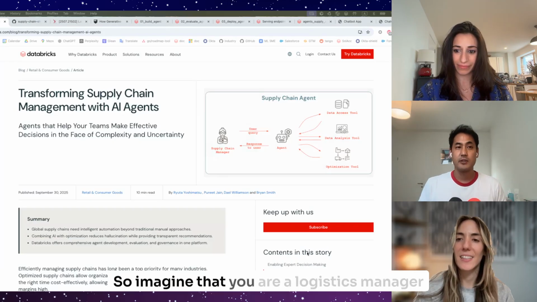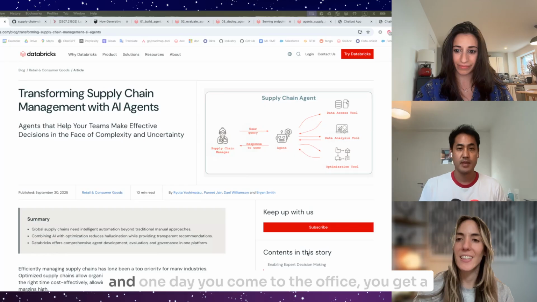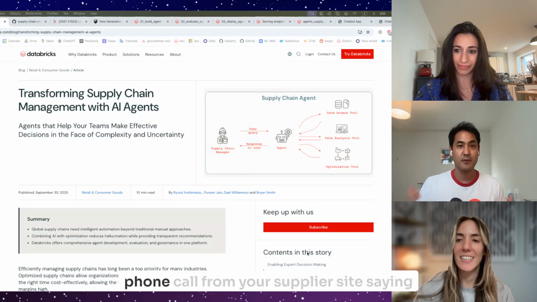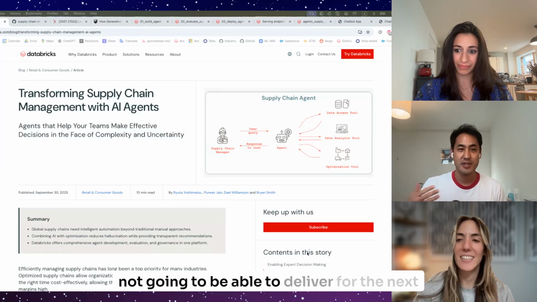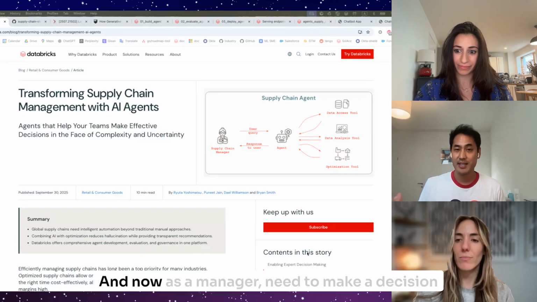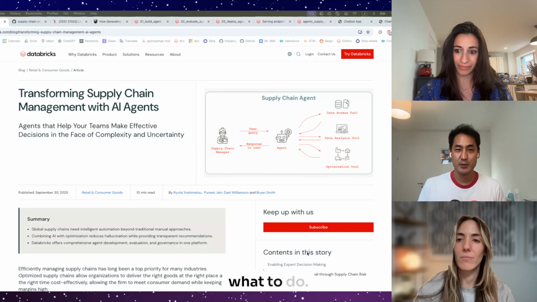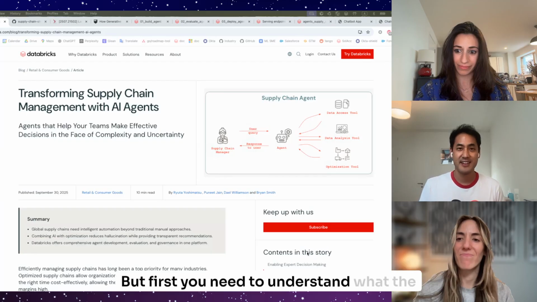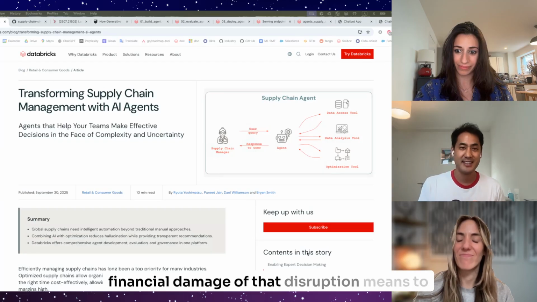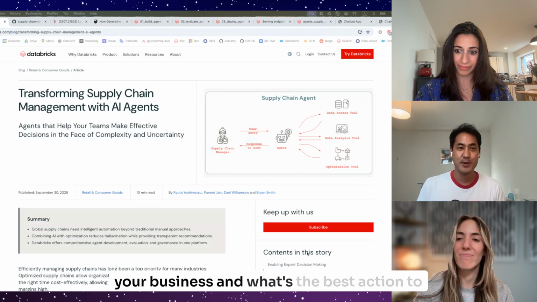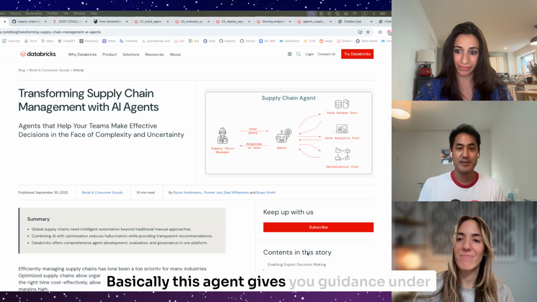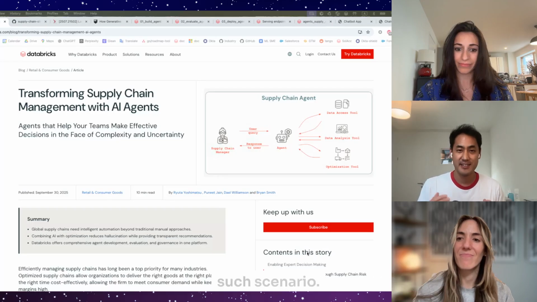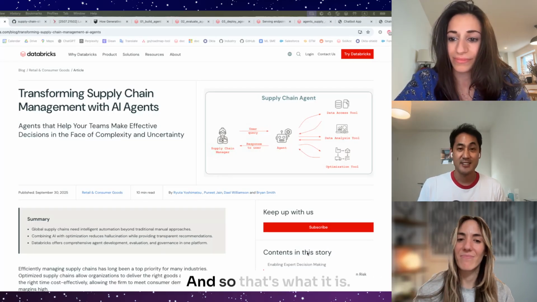Imagine that you are a logistics manager and one day you come to the office and get a phone call from your supplier site saying that their factory caught fire and they're not going to be able to deliver for the next 4 weeks. Now as a manager, you need to make a decision on what to do. But first, you need to understand what the financial damage of that disruption means to your business and what's the best action to take from there. Basically, this agent gives you guidance under such a scenario. That's what it is.